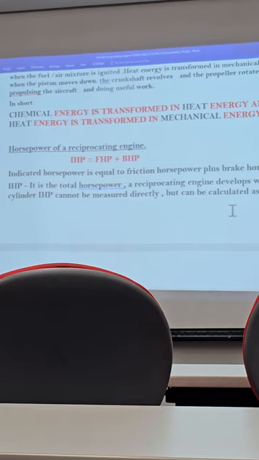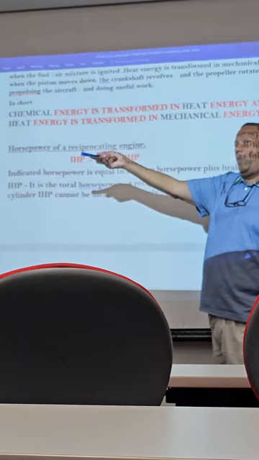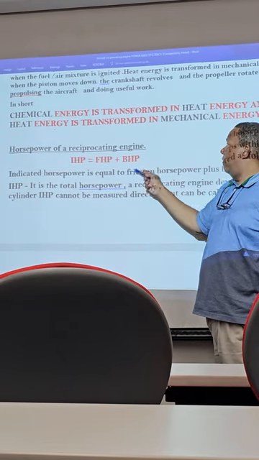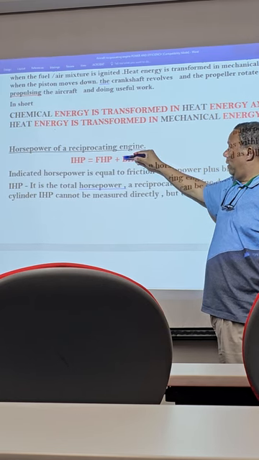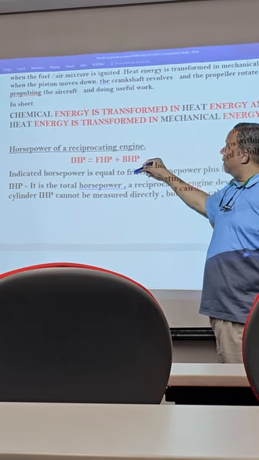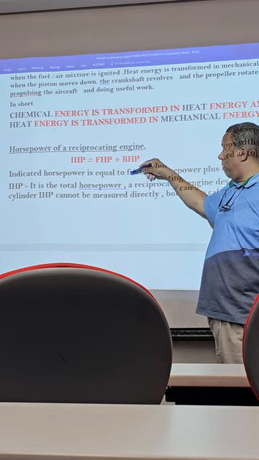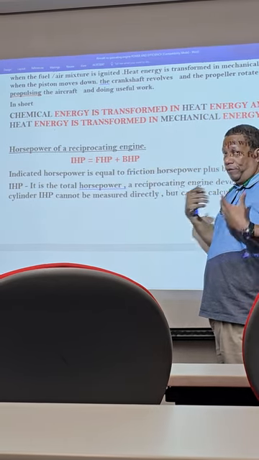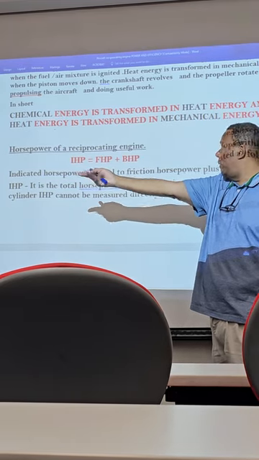Then you can see the brake horsepower is what is delivered to the propeller for spinning the propeller. This is what you will see in performance calculations and everything in the flight manual: brake horsepower. It's what interests you, how much power the propeller is absorbing.